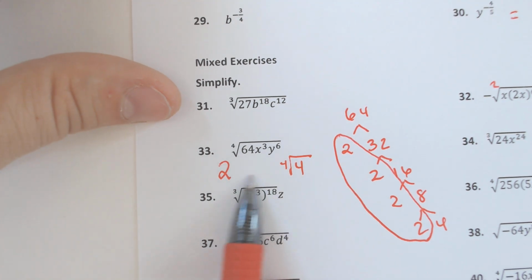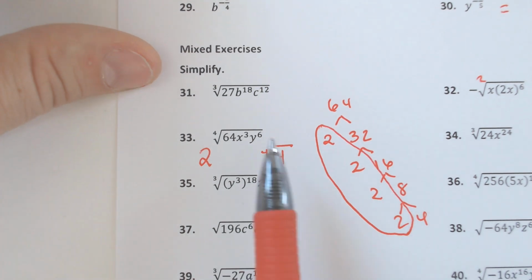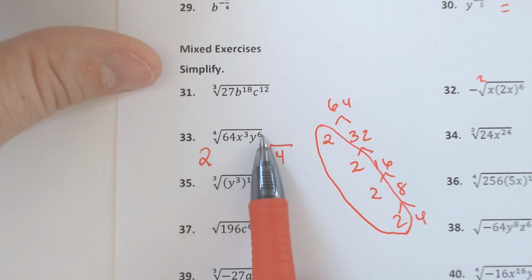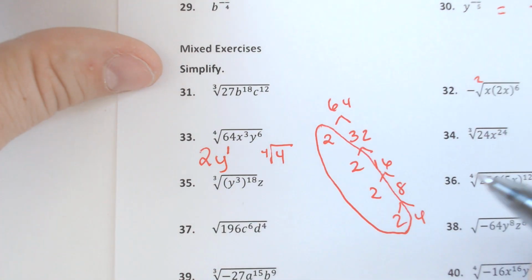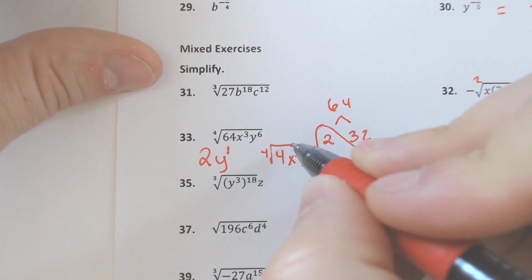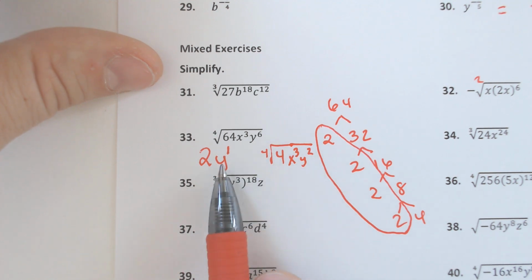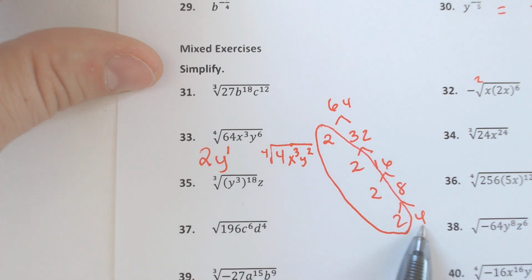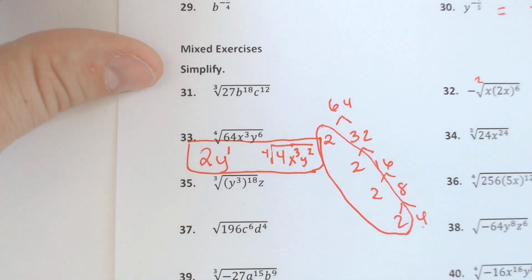I left a blank here so that I would have room for my variables if they have a place to go. So the 4th root of x to the 3rd can't do anything because 4 does not go into 3. But 4 does go into 6. 4 goes into 6 one time with 2 left over. So we're going to have an x to the third, and then that y squared, because 4 goes into 6 one time, remainder of 2. The 2 on the outside came from the 4 2's that I circled, and this 4 is the 4 that was left over there. That is my final answer for this one.